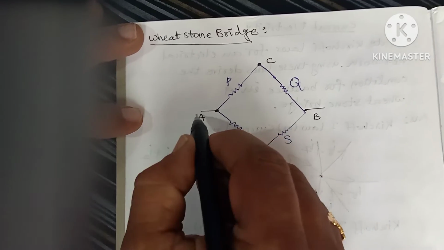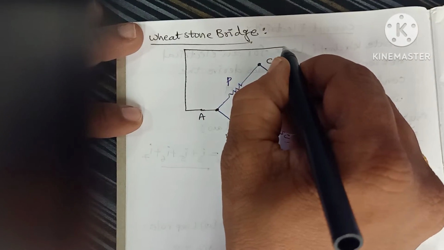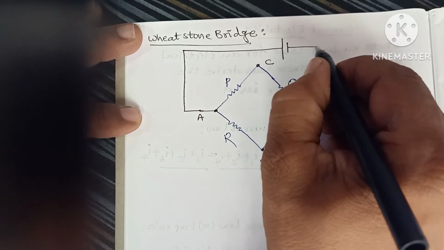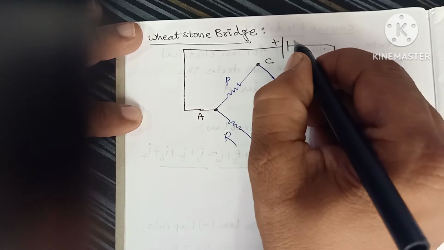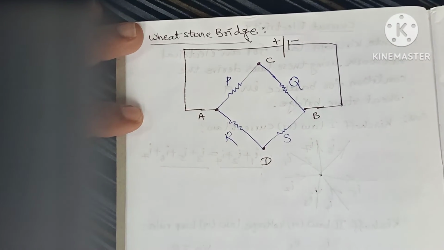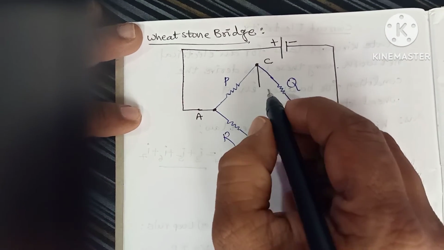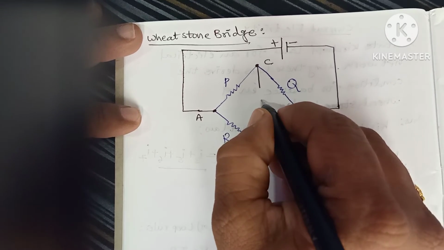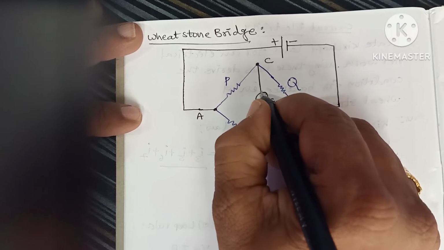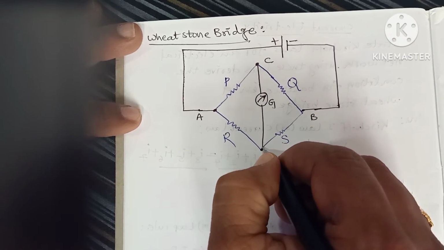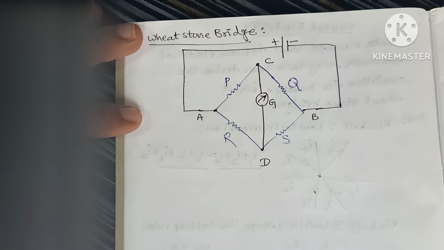Okay, now junction A is given to the positive terminal of the battery, and junction B is connected to the negative terminal of the battery. So this is plus terminal and this is minus terminal of the battery. Now junction C and junction D are connected to galvanometer G, which measures the current.